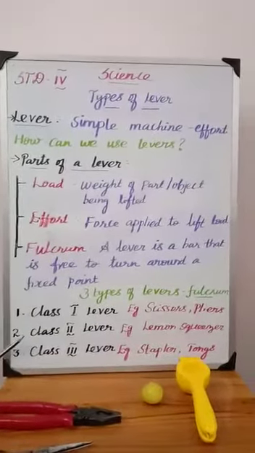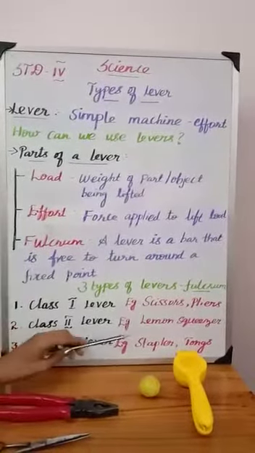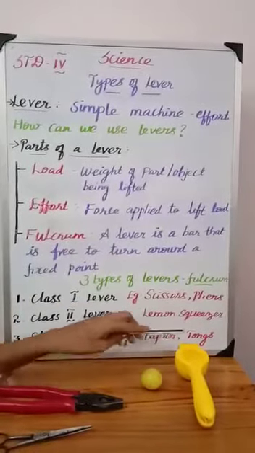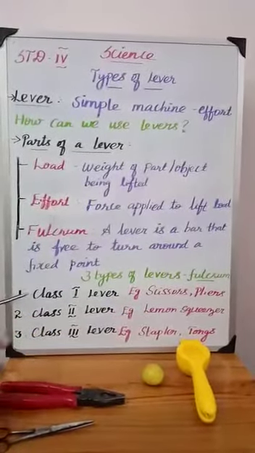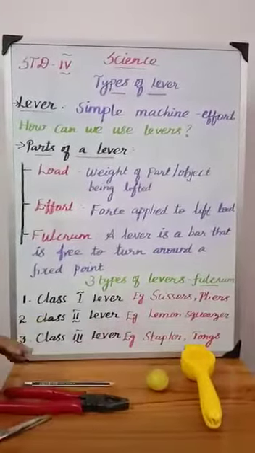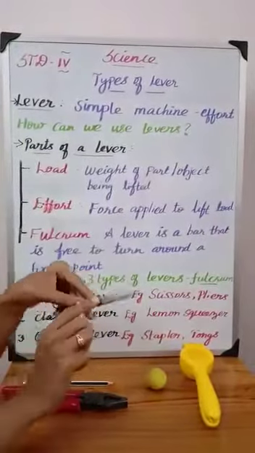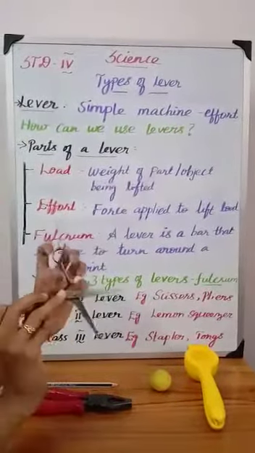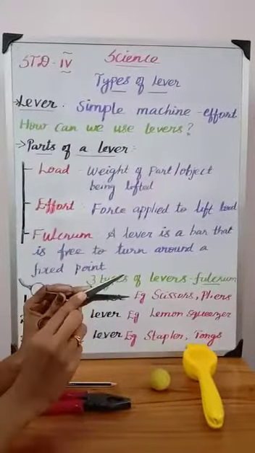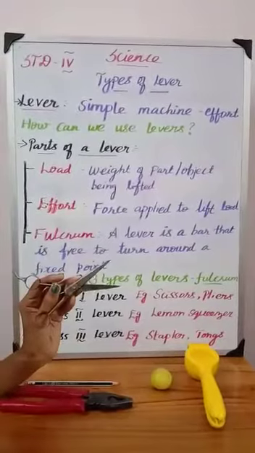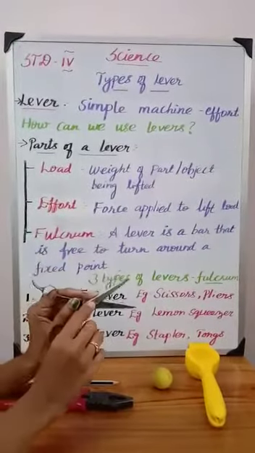Class 2 lever, example lemon squeezer. Class 3 lever, example stapler and tongs. First one, class 1 lever, example scissors and cutting pliers. The fulcrum is located between the effort and the resistance, and is used to multiply force. If a large force is used on the shorter end, it can multiply distance.